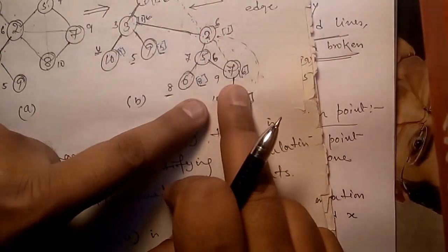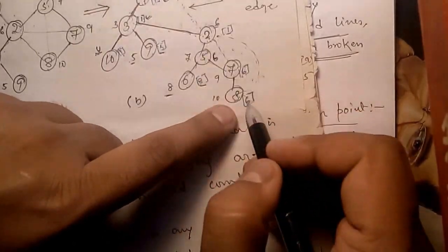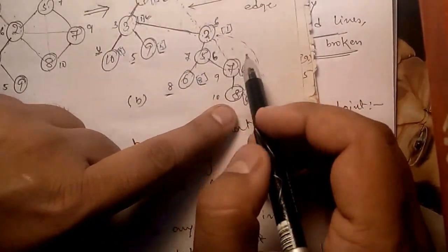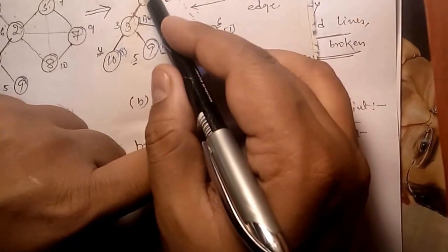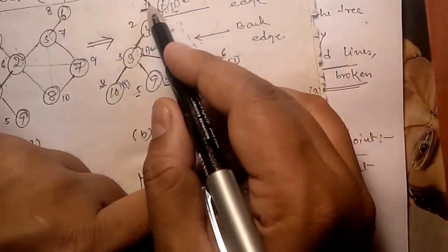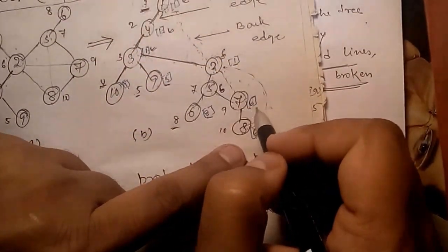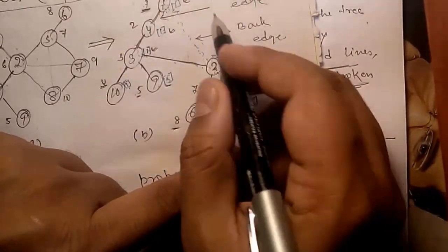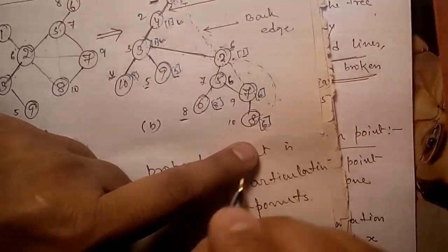So the maximum value is one broken line. Okay, not two broken lines. So here it should be 6, not 1. Now if you select this one, that means two broken lines are there, from this place to that place, then this place to that place. Okay, so it is 6.